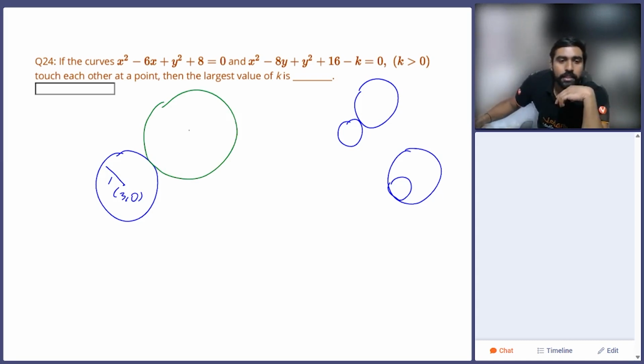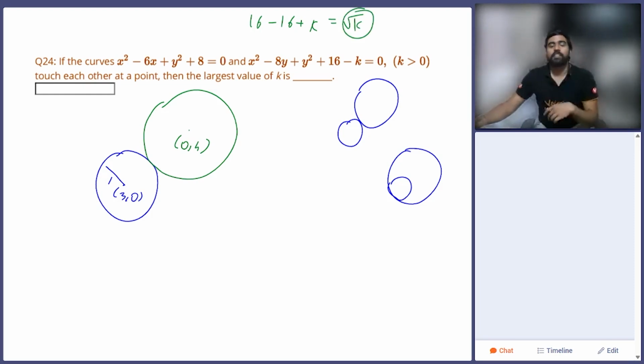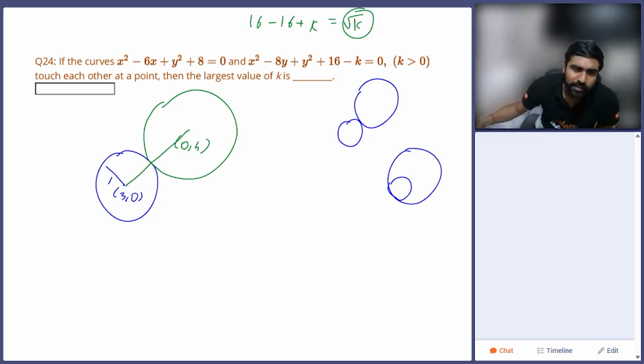Second one, let's first of all consider in this fashion. Second one over here, what is the center? The center is 0, 4. And what is the radius? Radius will be the square root of 16 minus 16 plus k. So that's basically root of k. Root of k will be the radius over here. So what is the distance between the centers? The distance between the centers is equal to 5.